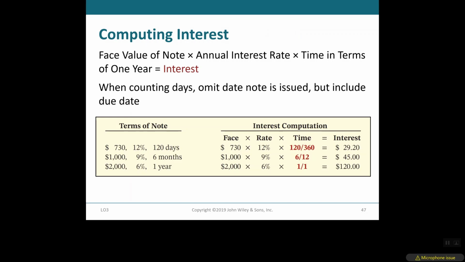For the sake of the test, you want to use 360 days because that's what the textbook uses and what it tells you to use. But technically we go ahead and use 365 days. For your test, you want to use 360. To compute our interest, it is the face value of the note: how much did you borrow, times the interest rate, times the time in the terms.